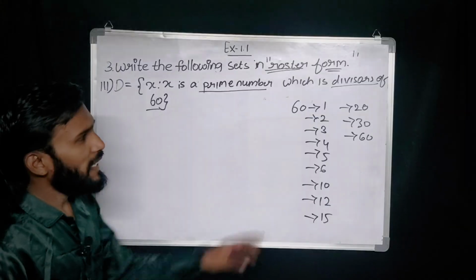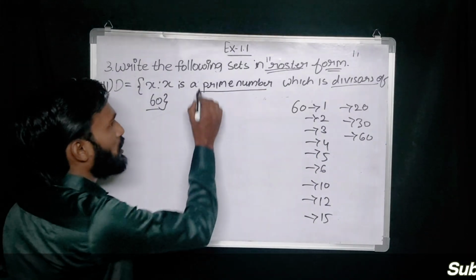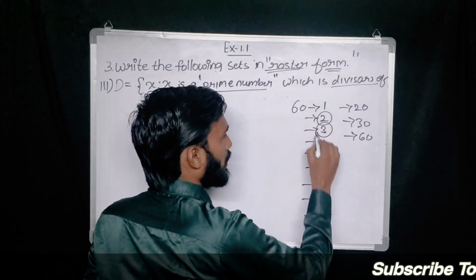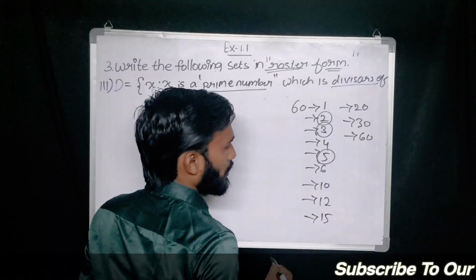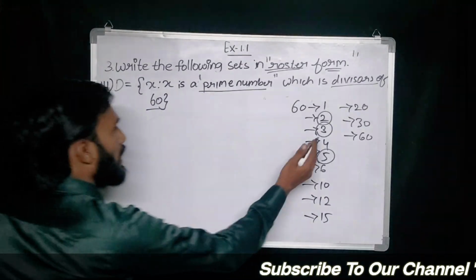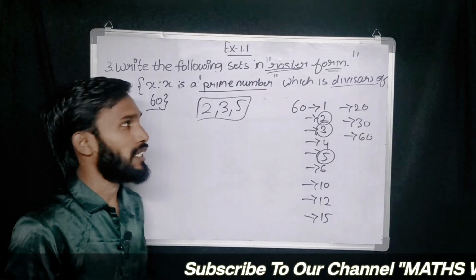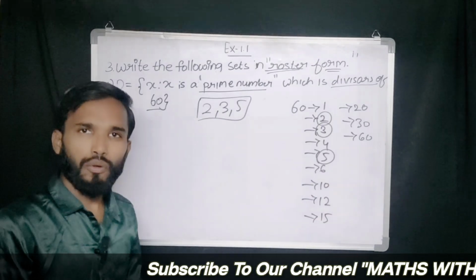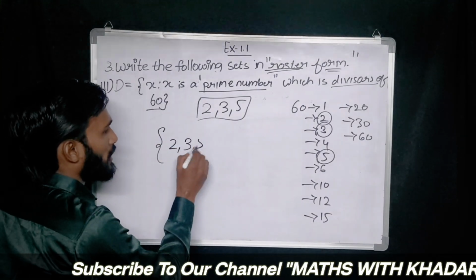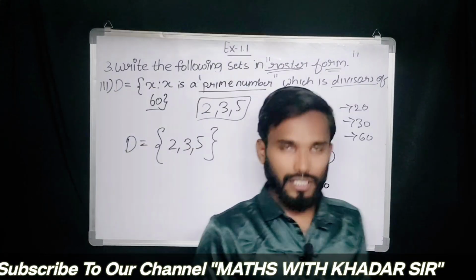So among these divisors, which are the prime numbers? 2 is a prime number, 3 is a prime number, 5 is a prime number, enough. These are the prime numbers we have. Now these are the required elements for the given question. So now the roster form, we know, is separated by commas and enclosed in braces. So this is the roster form.